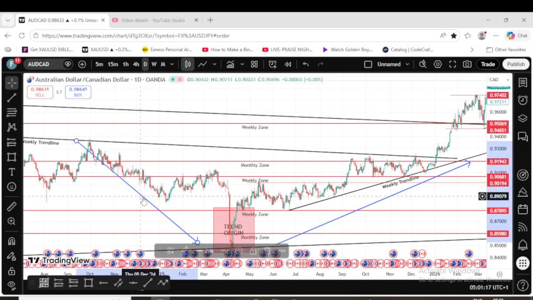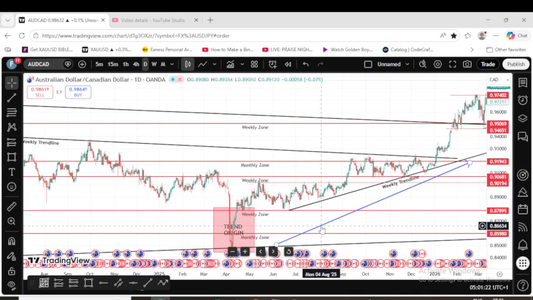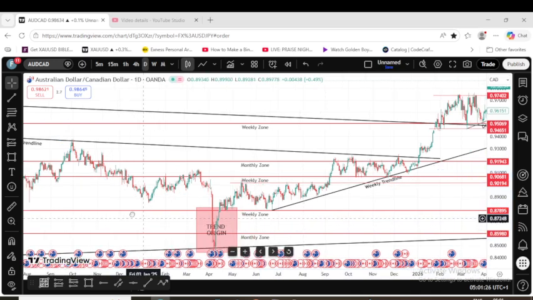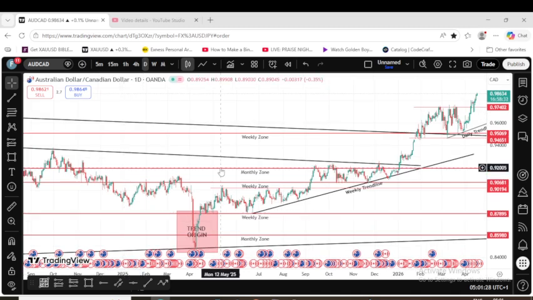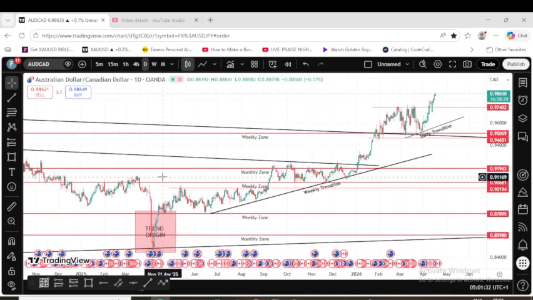Because we identified our trend origin, the next thing for us to do is to identify our market structure. Once we've identified our market structure, we'll be taking a trade off the market structure. So what do I see for market structure?